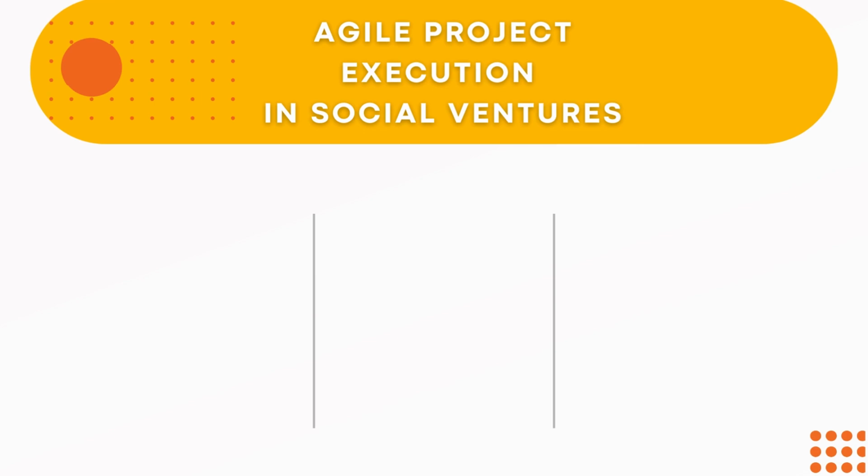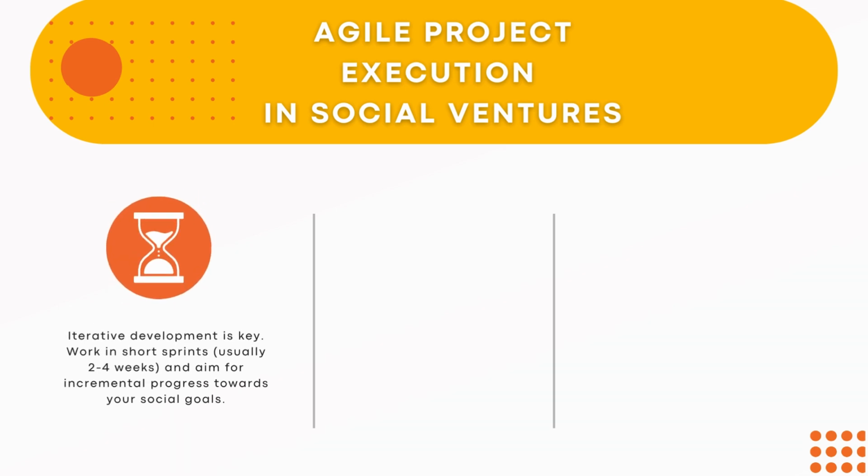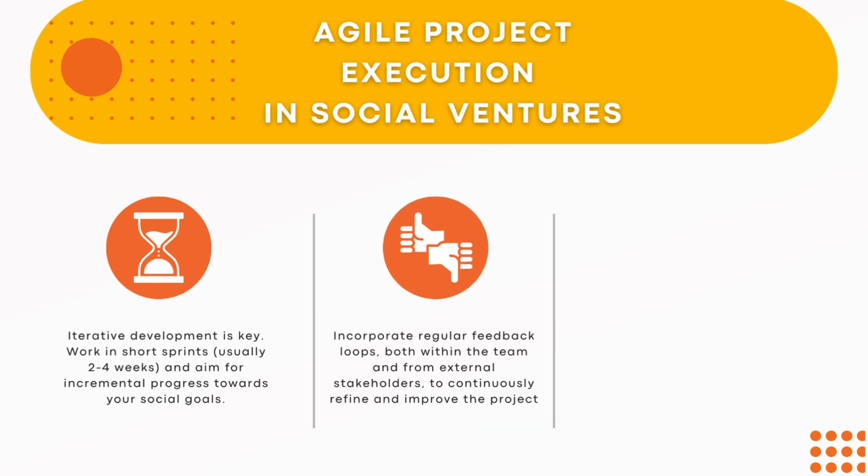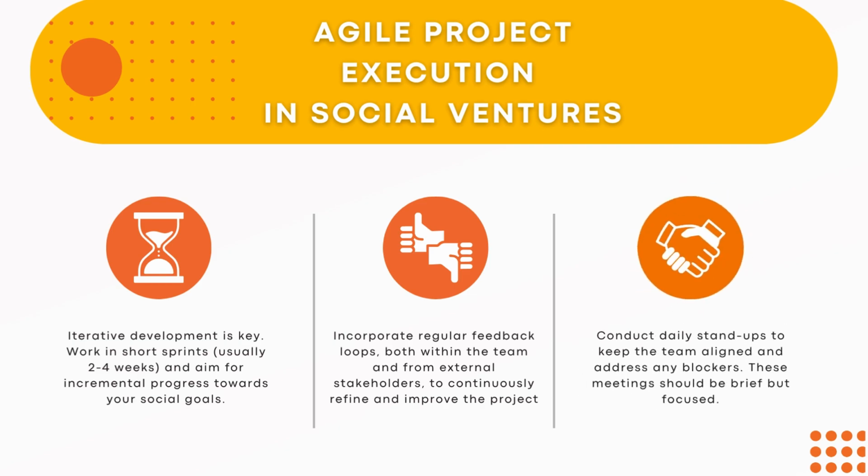In executing Agile projects within social ventures, focus on managing your sprints effectively. This involves iterative development, where each sprint builds upon the learnings of the previous ones. Ensure regular and meaningful feedback loops are in place, both within your team and from external stakeholders. This approach allows you to adapt swiftly to changing social needs and community feedback, ensuring that your project remains relevant and impactful. Conduct daily stand-ups to keep the team aligned, and use sprint reviews to assess progress towards your social goals.